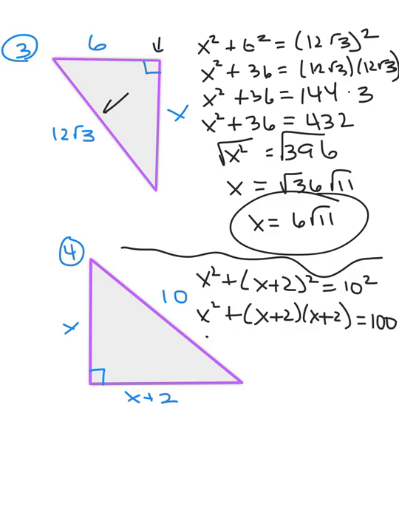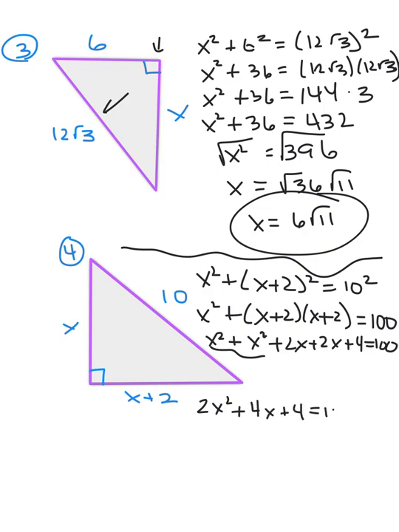So that gives me x squared, and again I'll use FOIL, so I have x squared is my first. My outside is plus 2x, my inside is plus 2x, my last is plus 4 is equal to 100. I'll combine my like terms, so I have x squared plus x squared, that gives me 2x squared. And then I have 2x plus 2x gives me plus 4x. Plus 4 is equal to 100.